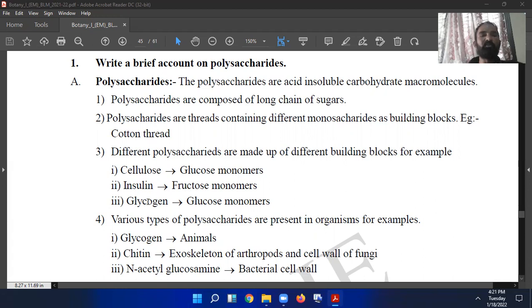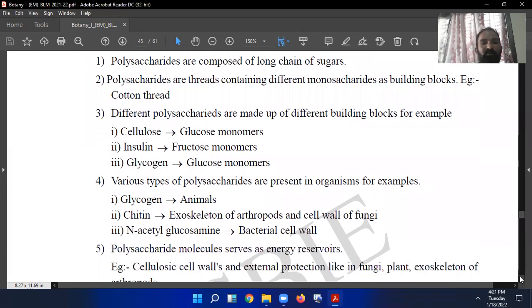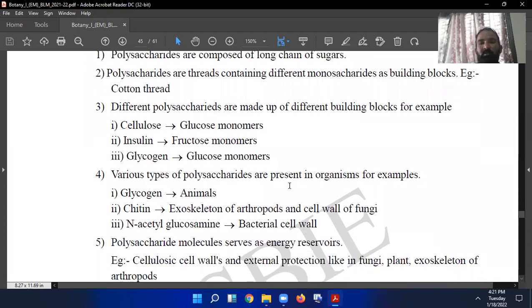So next term is glycogen. Glycogen means glucose monomers. So these are the different types of polysaccharides that are made up of different building blocks. Various types of polysaccharides are present in organisms. For example, glycogen is a reserve food material present in animals, whereas chitin is the exoskeleton of arthropods and the cell wall of fungi. So the cell wall of fungi is especially made up of chitin. Chitin is one type of polysaccharide.